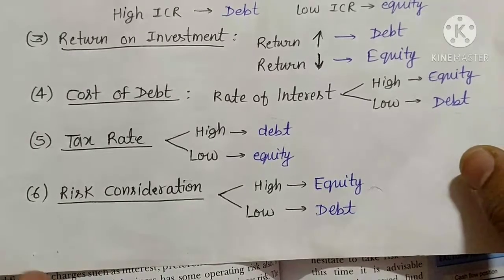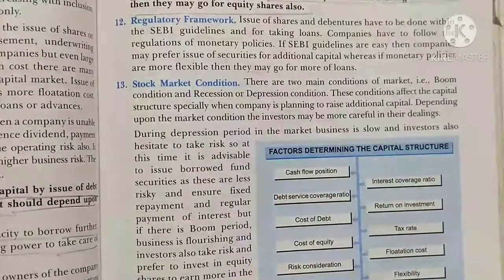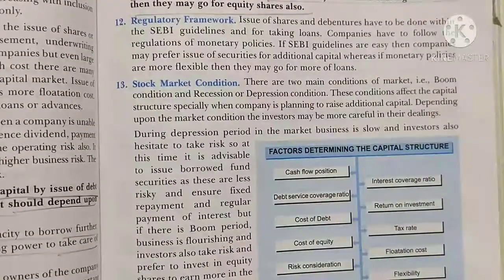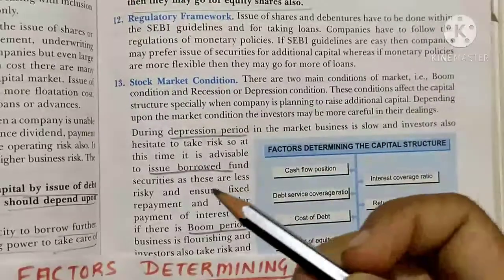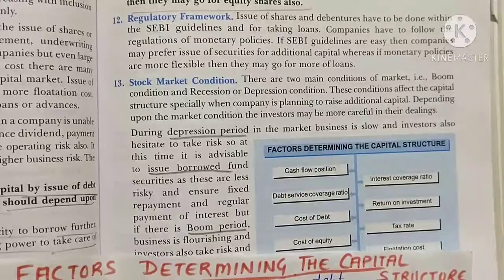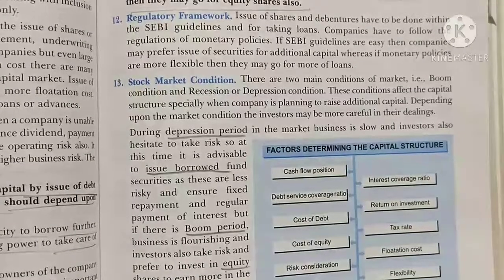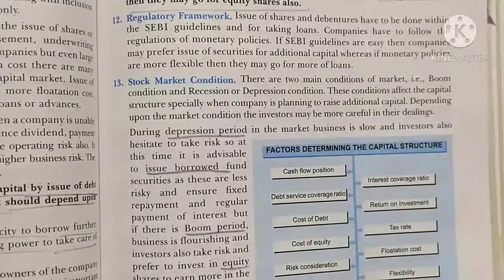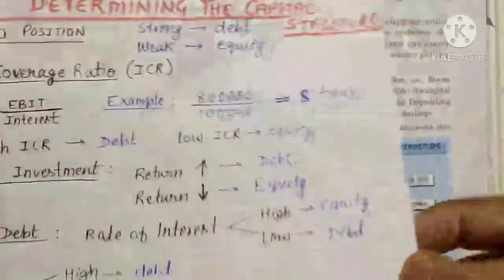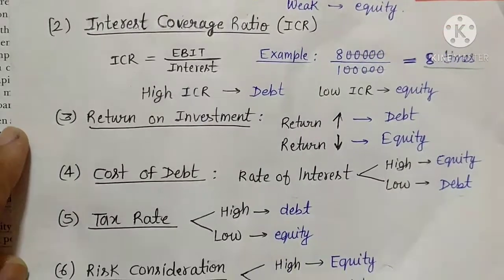Okay, in this way other factors are also there, like flexibility, control, market conditions. If there is a boom period, then we should go for equity. When the market conditions are low or in a depression period, then we should go for debt, that is, borrowed funds. But if the market conditions are very good and very high, meaning a boom period, then we should go for equity shares. In this way there are many factors, but we need to learn only 6 factors which affect or determine the capital structure.